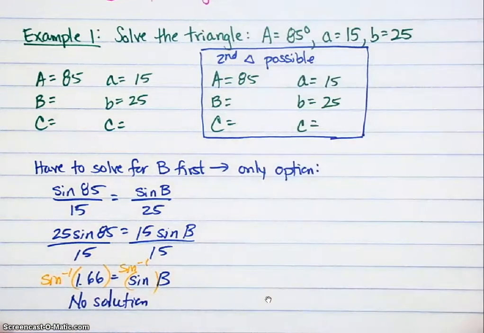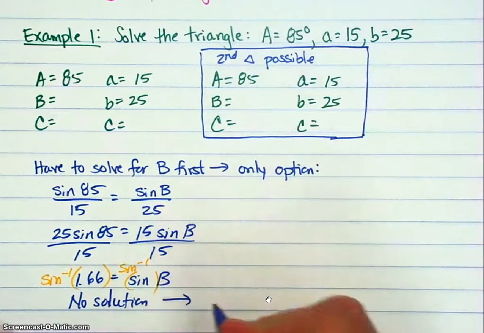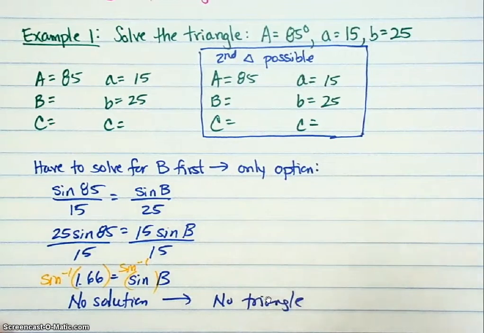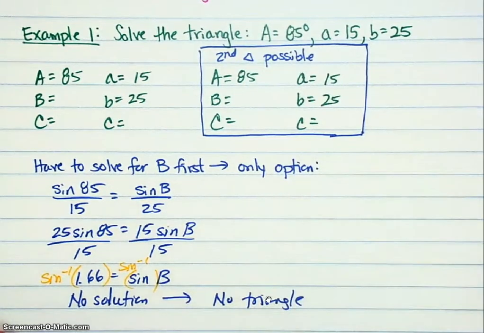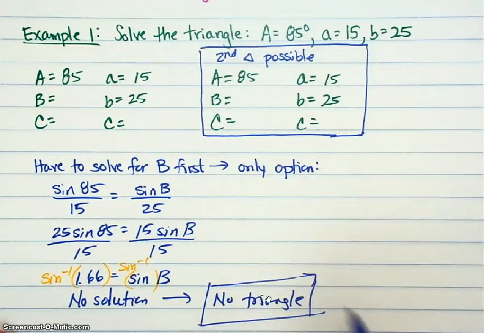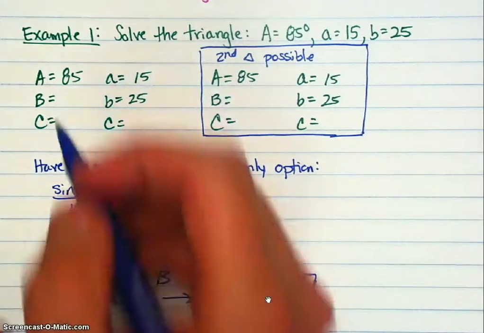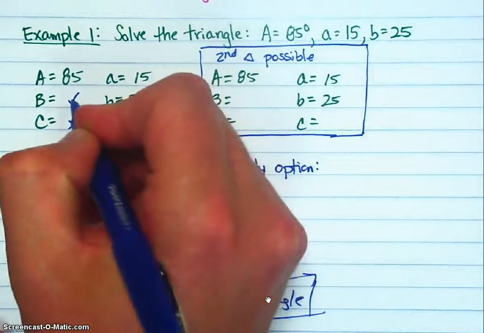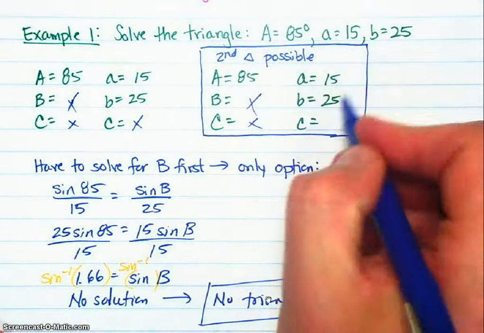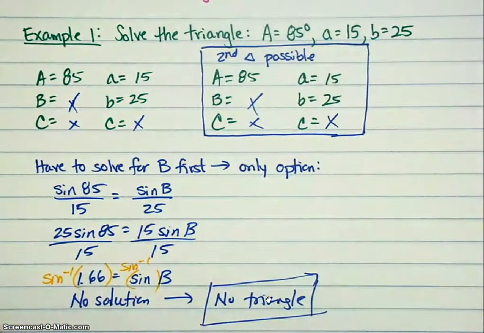And whenever you get no solution, that means we have no triangle. And so if we don't even have a first triangle, we definitely don't have a second triangle. So the answer to this problem is just that we have no triangle. We can't even fill in the answers here because the first triangle doesn't exist, so the second one certainly does not exist. All right, so that's what a no triangle problem will look like.